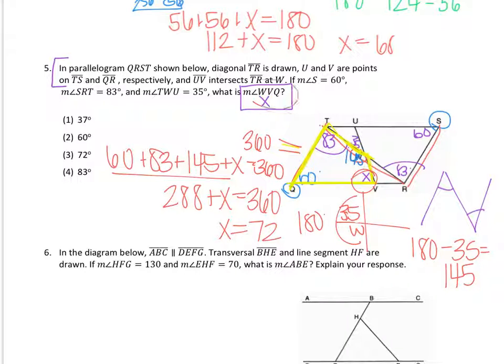That was our goal. Remember, x is our answer here. X is 72, choice 3.